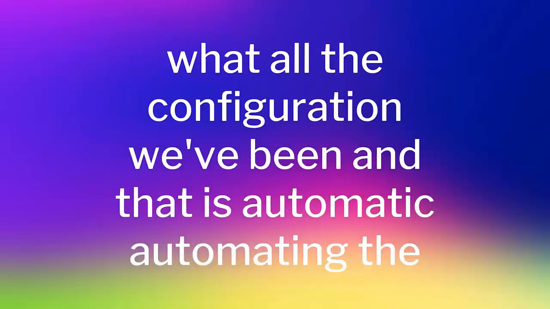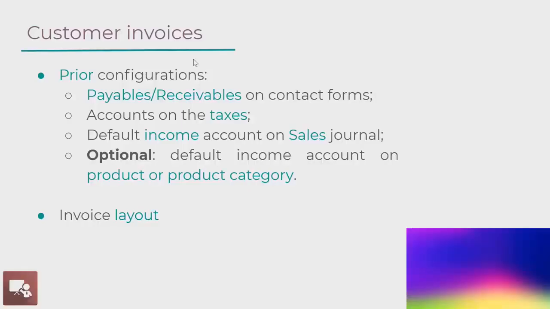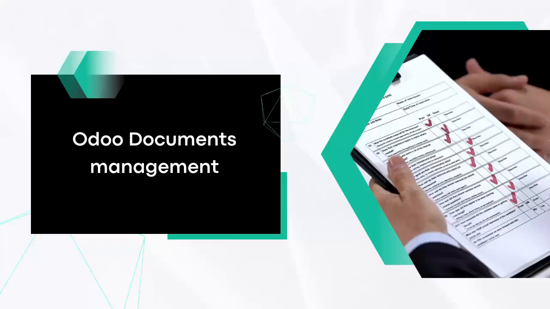in this video we're going to see all the configuration we've been doing, and that is automating them. So let's start with the first basic configurations that you need to be sure you've made: make sure that you have payables and receivables on forms and make sure that these accounts are not deprecated in your chart of accounts.